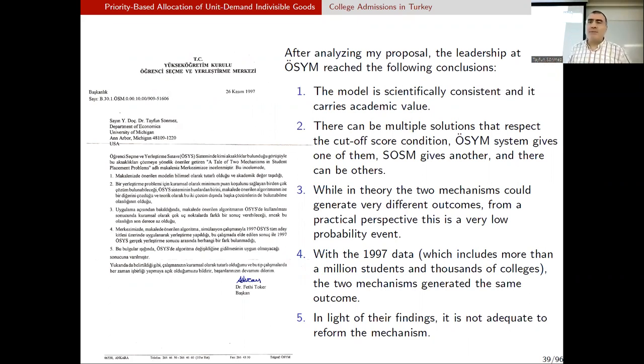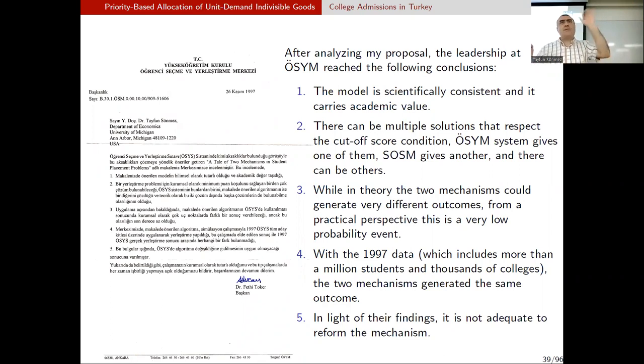There can be multiple solutions that respect the cutoff condition. Their system gives one of them. The one I propose gives another. And there can be others, they figure that out. While in theory they can give very different outcomes, from a practical perspective, this is a very low probability event. So that's what they are claiming. And I think they are right.